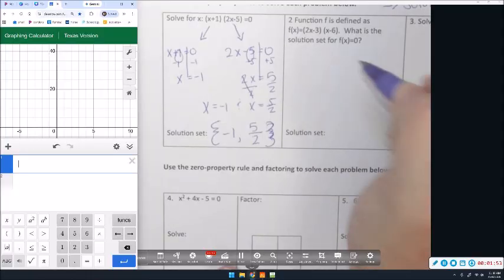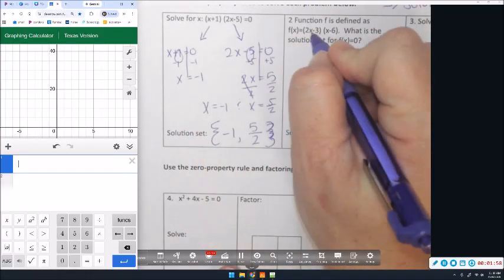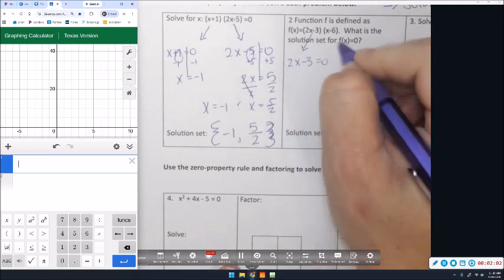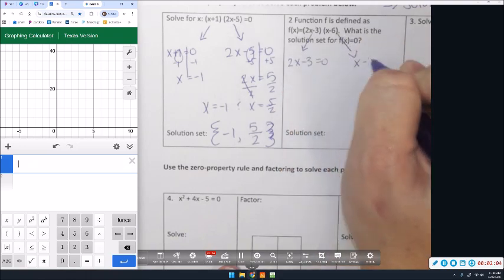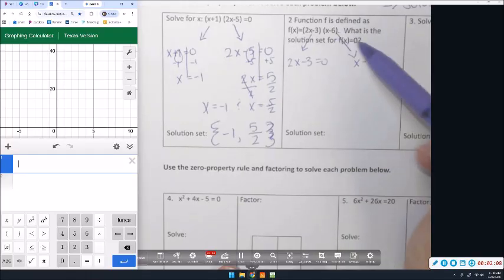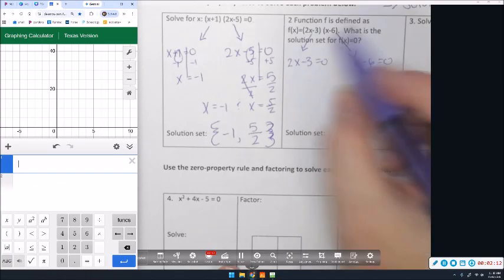Okay, so again, the zero factor property is just saying one of them or both of them have to equal 0. So we separate our factors and set them equal to 0. Now, this one is worded different, but it's still saying what is the solution when it's equal to 0. So it's the same concept as just setting it equal to 0.